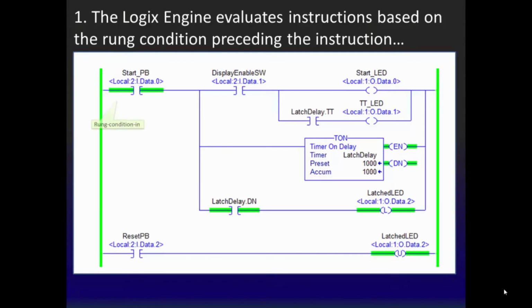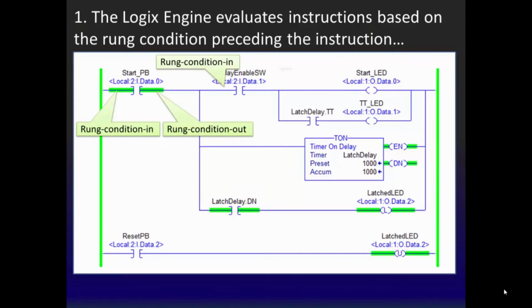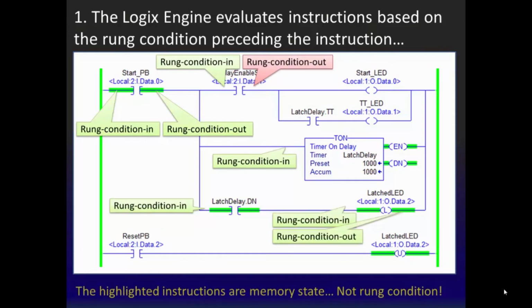Let's do a little more of that. Run condition in, run condition out. So you see the run condition in to the start push button, of course, is true because you're in the run mode. The run condition out of the start push button is true because that bit is on in memory. It's a true if on instruction. The run condition in to display enable switch is true, but the run condition out is false. So when they talk about run condition in and out, they're talking about whether or not the instruction is true or false. And again, the highlighted instructions are memory state, not run condition.